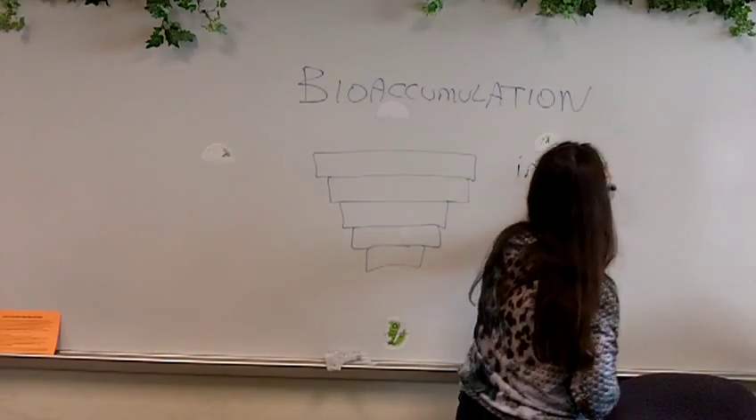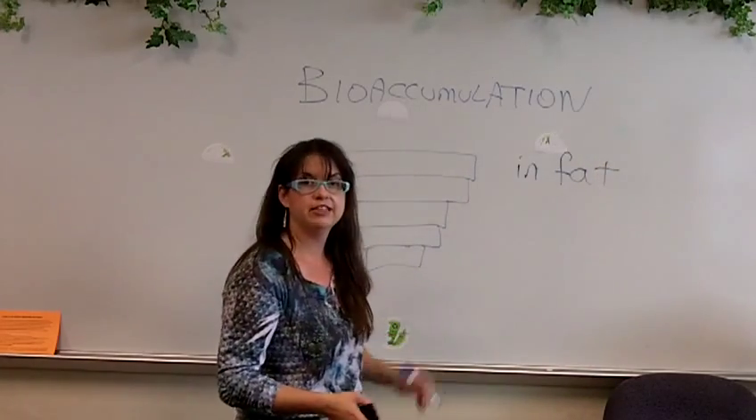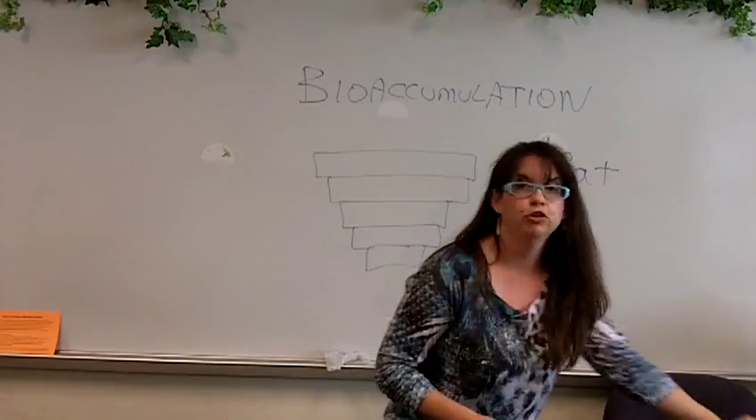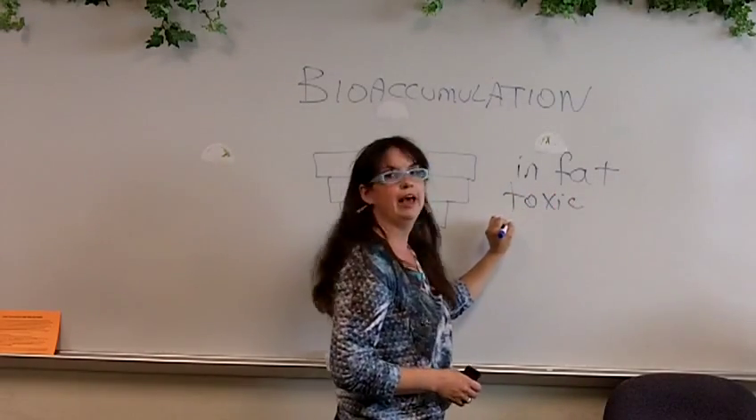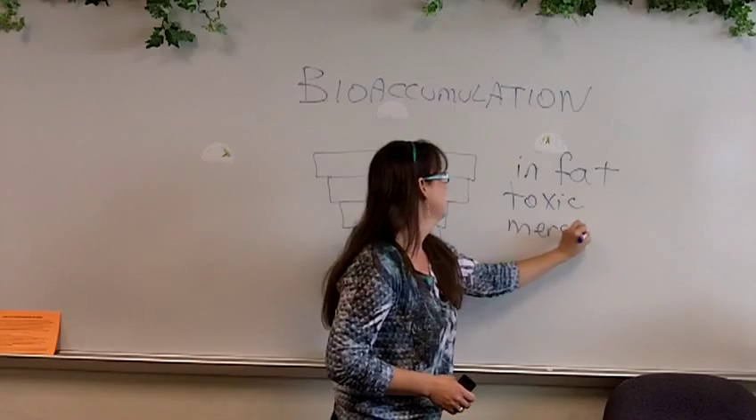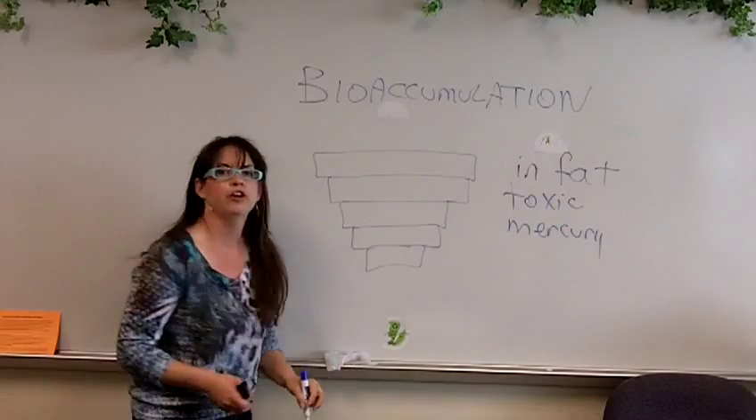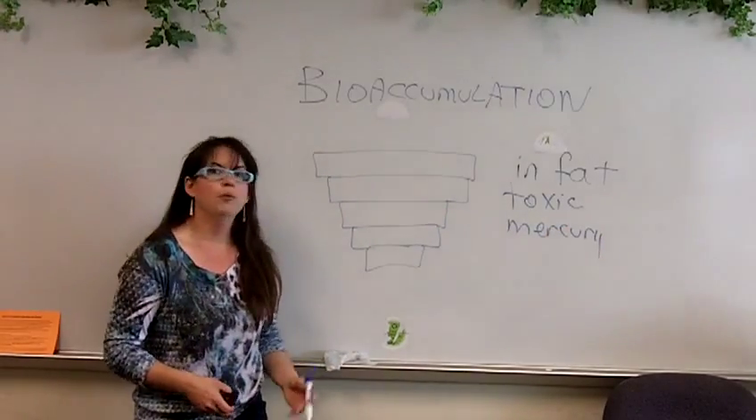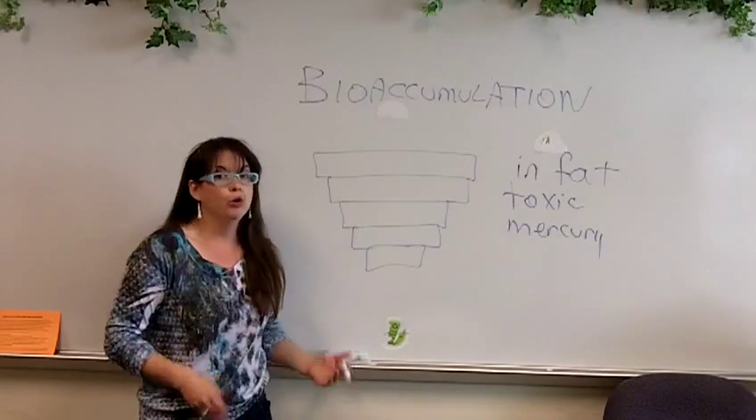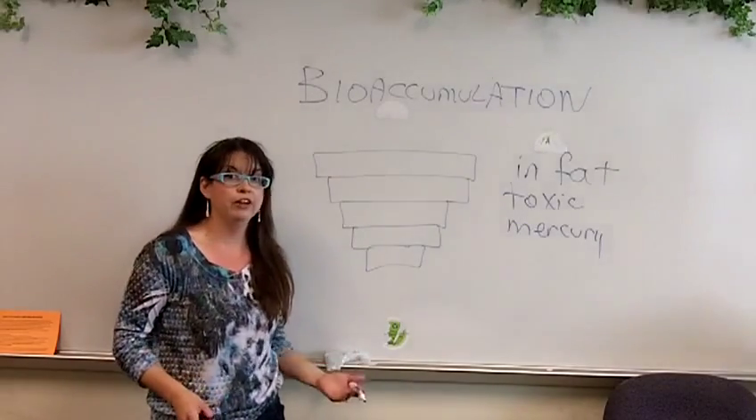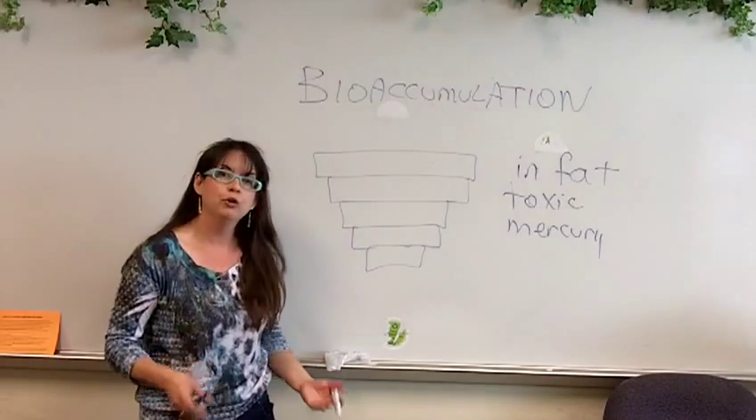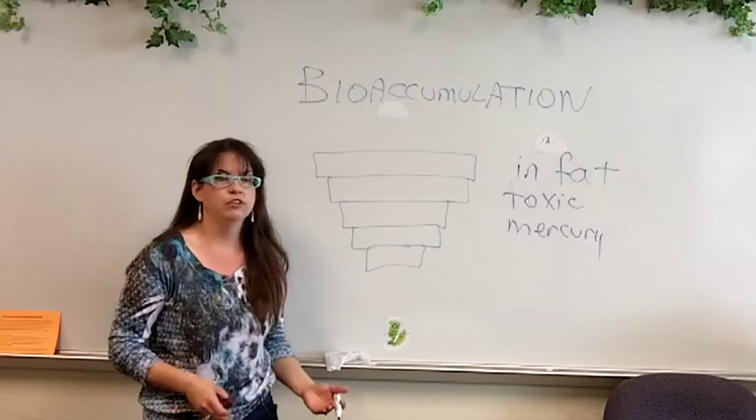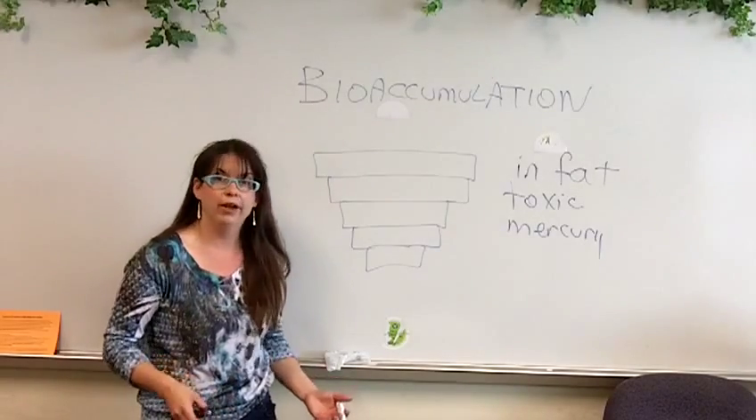So toxic metals are the concern here, and a type of toxic metal is mercury. So we're just going to use mercury as an example. Let's say you start out with, in the water, lots of landfills aren't supposed to dump in the ocean, but we do still have areas in the ocean where lots of waste gets dumped. And mercury can be a product of chemical waste.